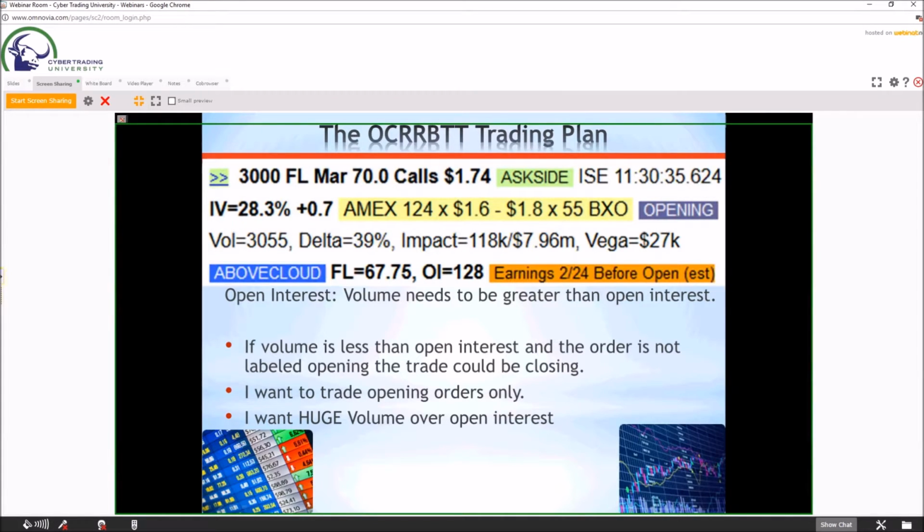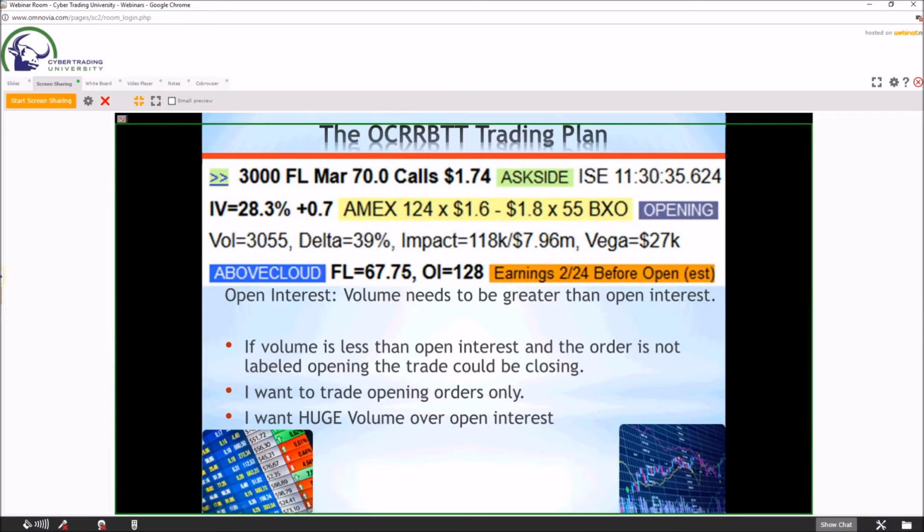Foot Locker doesn't really trade this much stock or this many options in a day all that often. A trader came in and bought 3,000 of the March 70 calls for $1.74 at 11:30 in the morning Eastern time, with the stock trading at 67.75. Open interest was 128 contracts.